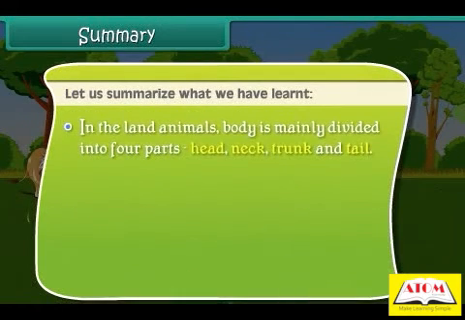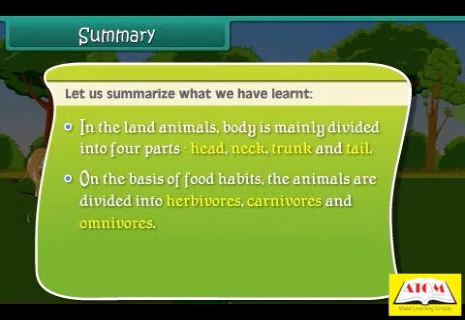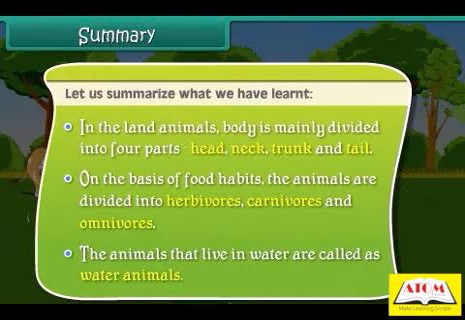In the land animals, body is mainly divided into 4 parts: head, neck, trunk, and tail. On the basis of food habits, the animals are divided into herbivores, carnivores, and omnivores. The animals that live in water are called water animals.